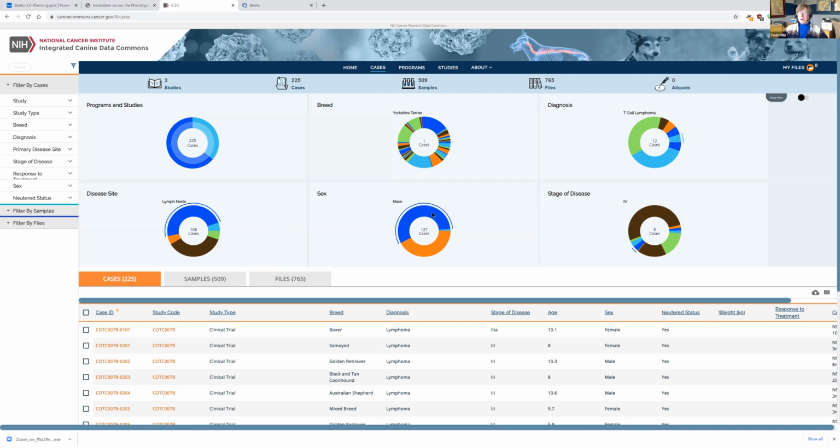And because it's part of the Cancer Research Data Commons, it makes it fairly straightforward to pull data both from the Canine Data Commons and from the other human-based data commons, the genomics, imaging, and proteomics data commons. So that is our basic mission.